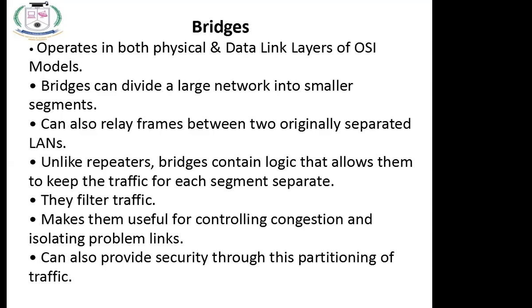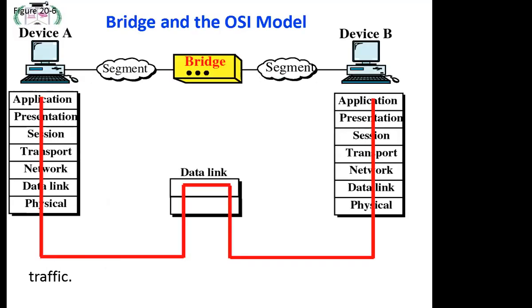So in this way, they filter the traffic. Because of that, it is capable of controlling congestion as well as isolating problem links. And it's also capable of providing security. So this is how a bridge is said to be connected in the OSI model.